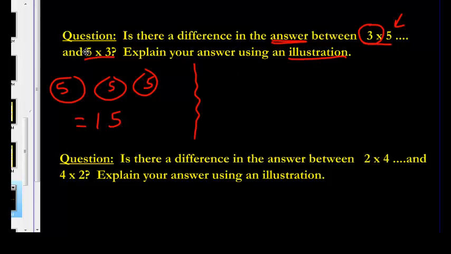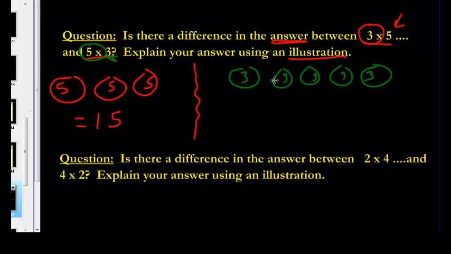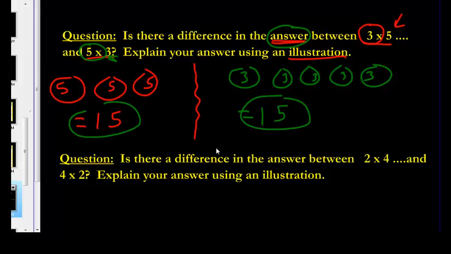Here, for 5 times 3, I get 5 groups. I'm going to make 1, 2, 3, 4, 5. So already the pictures look different. Here I've got 3 groups. Here I got 5 groups. But I need 3 inside of each of these. So I'm going to put 3, 3, 3, 3, and 3. And if I add them all up, I still get 15. So if you look at the answer between these two, is there a difference? Absolutely not. There is no difference. No, I'll put diff for short.